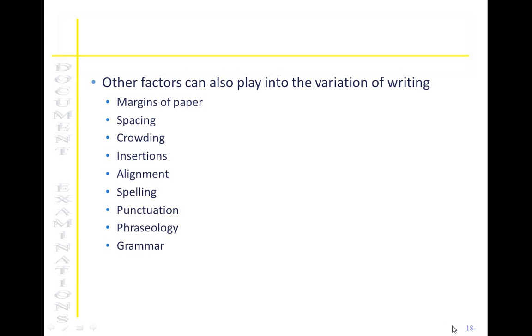Other factors that can also play into the variation of writing are the specific document itself. So if there's margins on the paper or the actual size of the paper, it might be taken into consideration, the spacing that the writing has to take into account, if there's any crowding, if there's any insertions that are added after the document is actually written. And obviously also the alignment, spelling, punctuation, phraseology, and grammar that's used in that document.